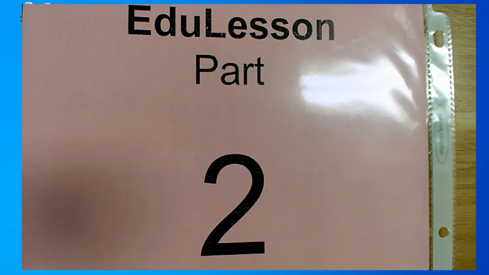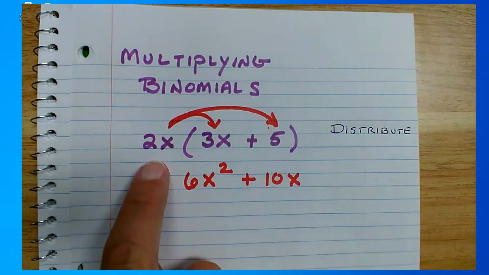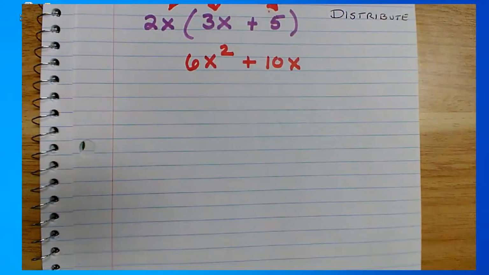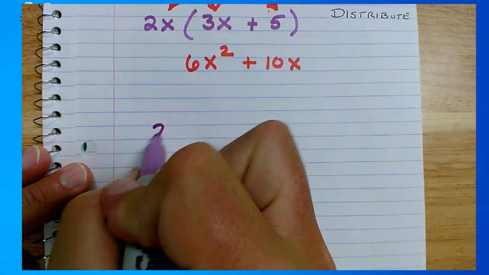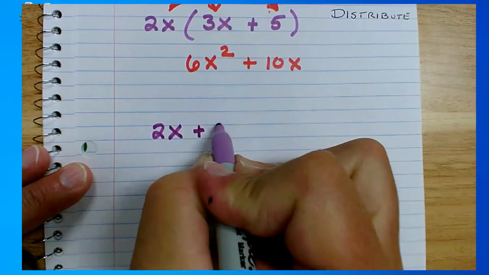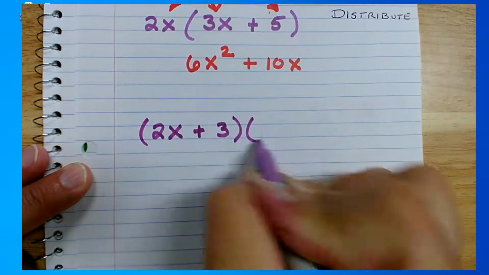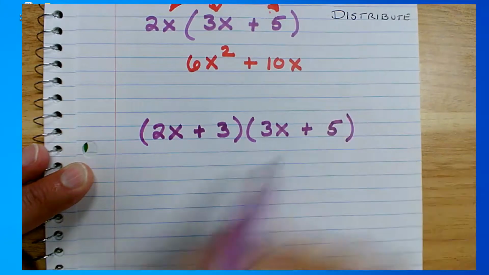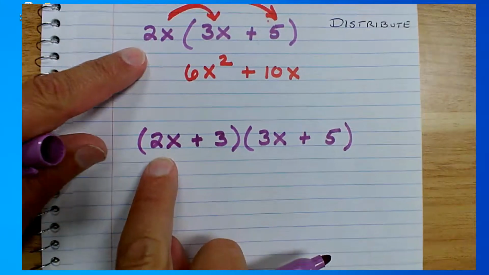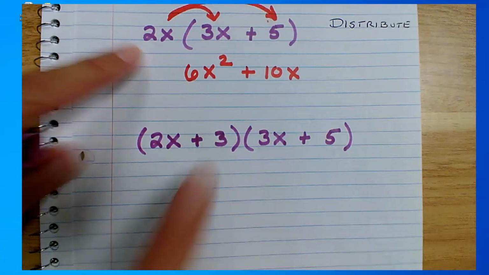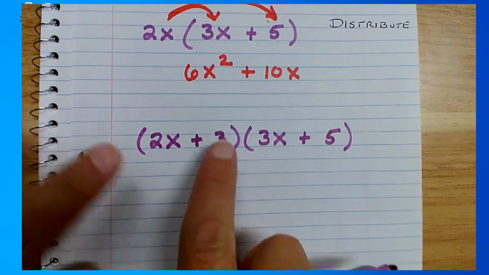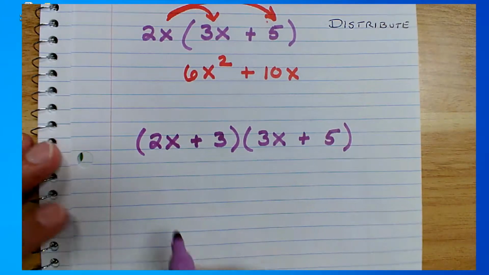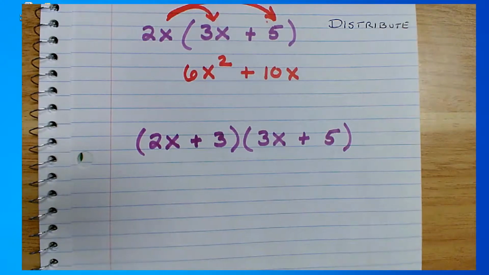All right, this is part 2. So we just multiplied or distributed the 2x. Our next problem, we're going to go 2x plus 3 times 3x plus 5. Now I want you to notice this 2x and this 2x are still there. I'm adding this extra 3 to it. So how do I multiply this binomial, bi meaning 2, times this binomial? Well, the method we're going to use is called the box method.